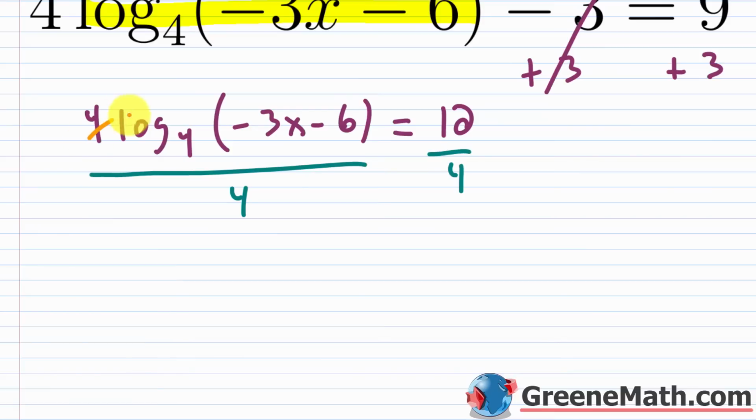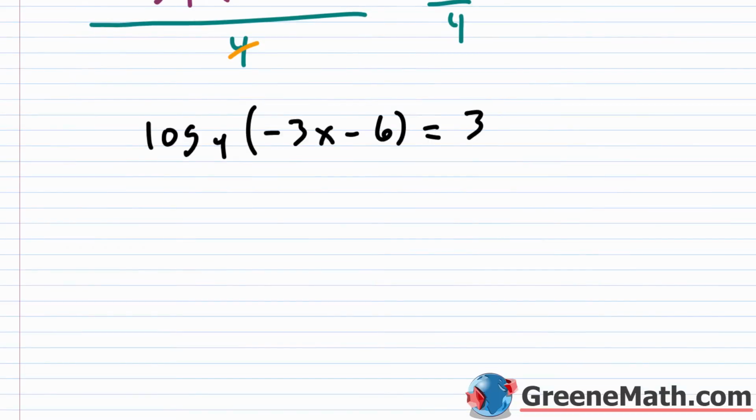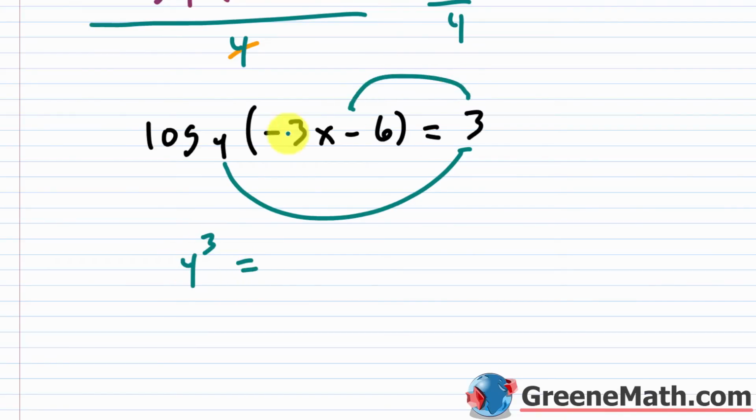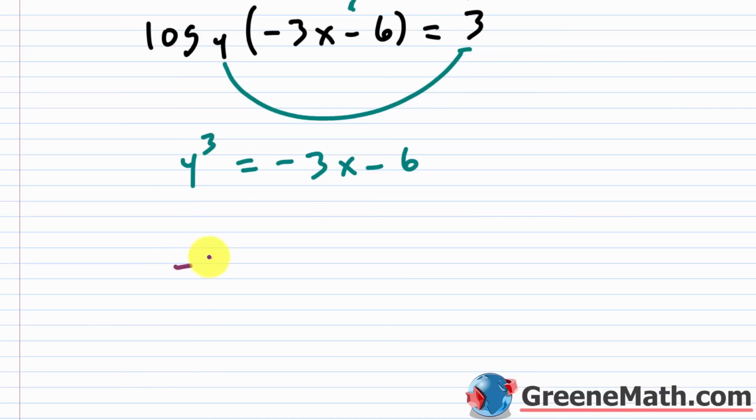And we'll say that this is going to cancel. And we'll say log base 4 of negative 3x minus 6 is equal to 12 over 4, which is going to be 3. Okay, at this point, you can put it into exponential form. So we're going to say 4 to the power of 3, or 4 cubed, is equal to, we'll use the argument from the logarithm, so negative 3x minus 6. We know 4 cubed is 64, so let's go ahead and write negative 3x minus 6 is equal to 64.